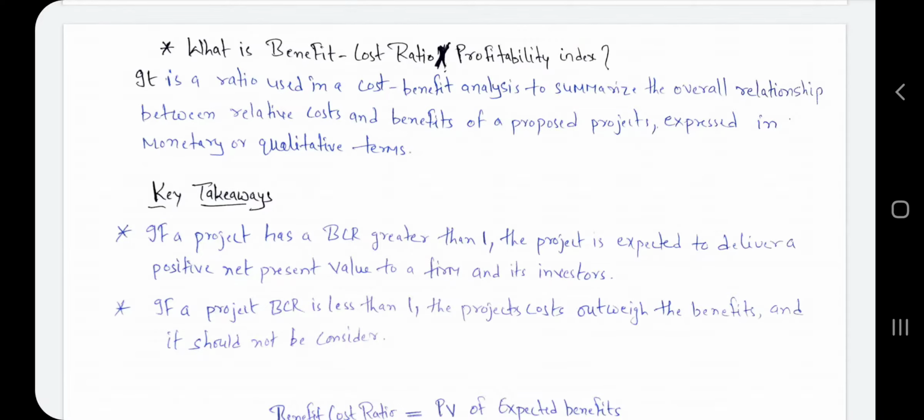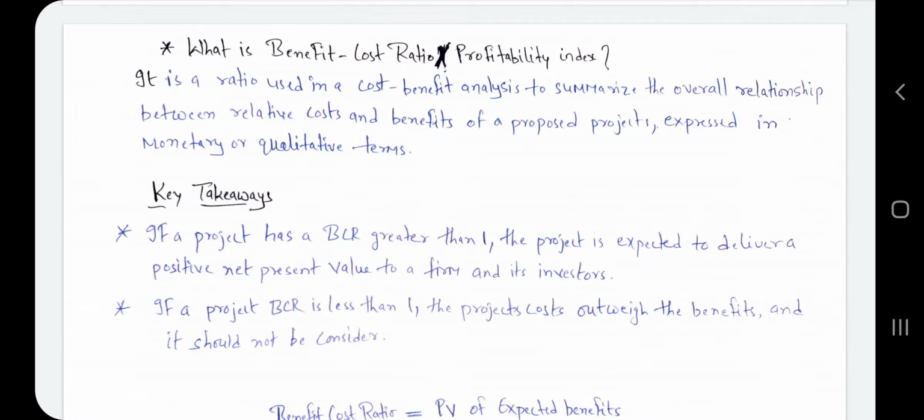In today's lecture, we cover benefit cost ratio, or profitability index. In our previous lecture, we already covered two techniques, net present value and internal rate of return. Today we see the benefit cost ratio and profitability index. It is the ratio of present value of cash inflows divided by present value of cash outflows.